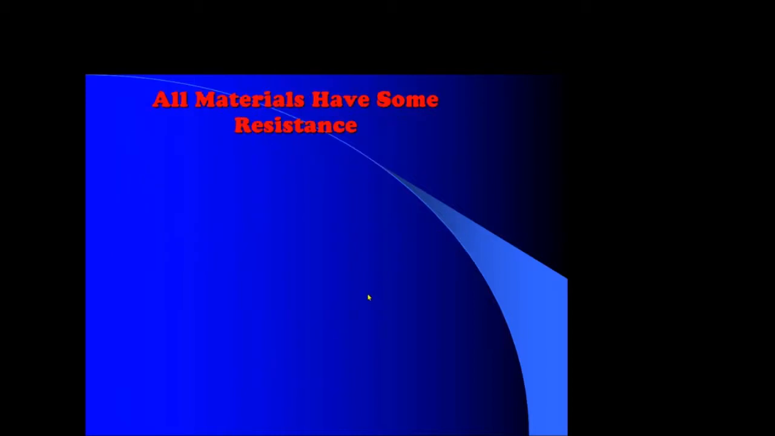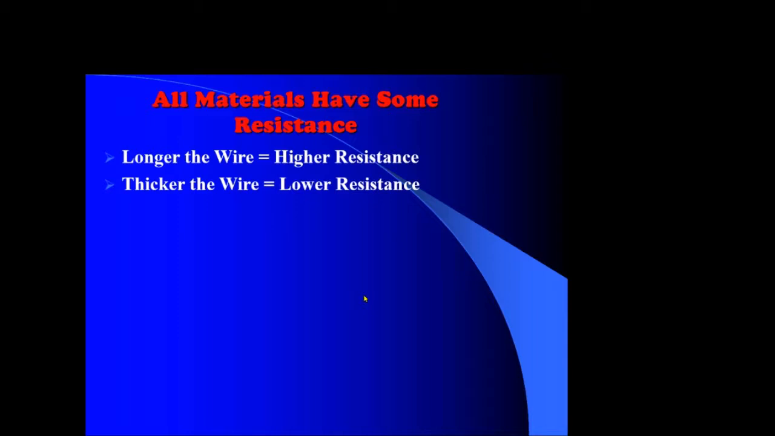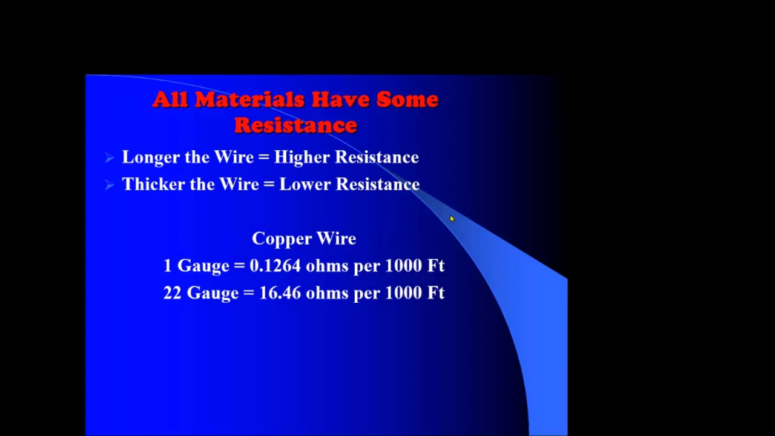So all materials have some form of resistance. The longer the wire, even if it's a copper wire, it's a conductor, but the longer the wire, the higher the resistance. The thicker the wire, the lower the resistance. So let's take a look at some examples of that. If we just look at a copper wire, we know a copper wire is a very good conductor. It has that free electron to allow current to flow through it.